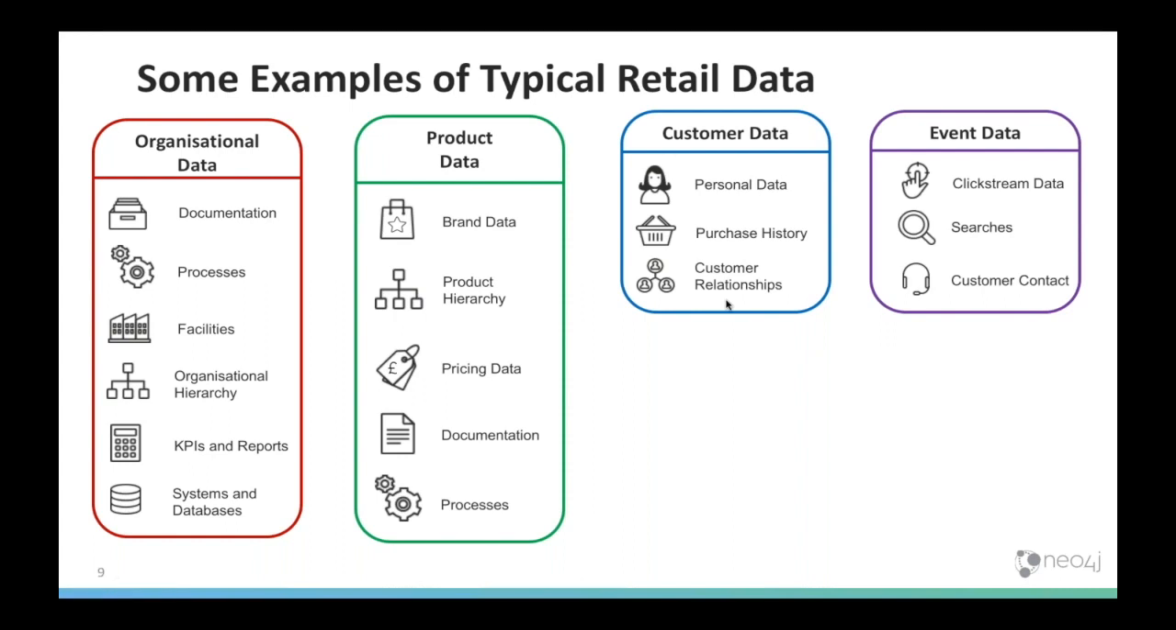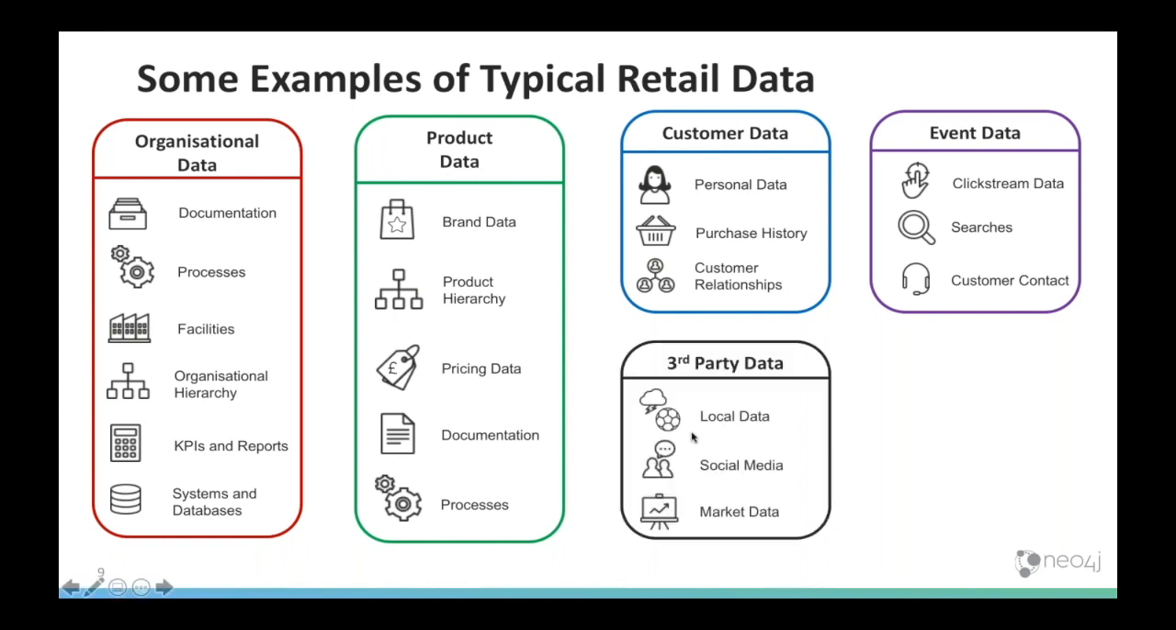Event data. These are kind of individual events, things that happen. So here we've listed a few. E-commerce sites might have clickstream data. What did people click? What did people view? What did people search for? When did people contact you, and what was the result of that customer contact?